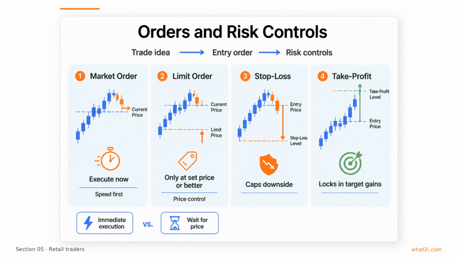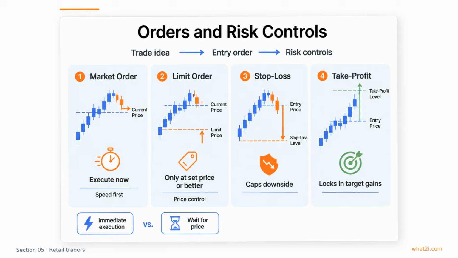Order choice affects both execution and risk. A market order prioritizes speed and seeks immediate execution at the best available price, which can be useful when entering or exiting fast-moving markets. A limit order gives more price control because it will only execute at the chosen price or better, but it may not fill at all. A stop-loss order is designed to cap downside if the trade moves against you, while a take-profit order closes the trade once a target is reached. These tools help turn a trade idea into a structured plan, rather than an emotional reaction. For retail traders especially, the difference between a controlled loss and an uncontrolled one often comes down to order discipline.